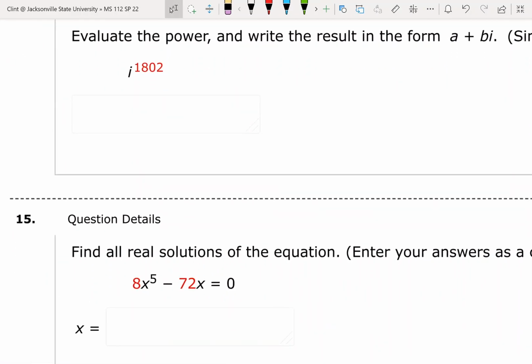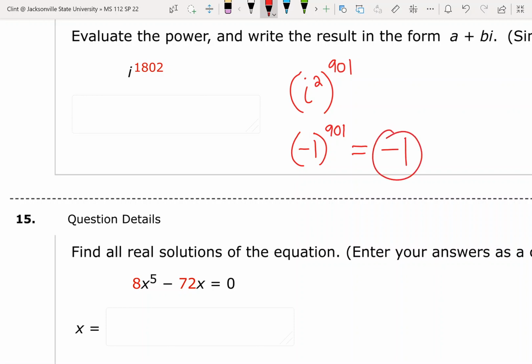Number 14, we want to simplify the power of i. Got i to the 1802 power. So on these, the way I do them, I break it down into powers of i squared. So if we take 1802, divide that by 2, we'll get 901. I know i squared is negative 1. And if we raise negative 1 to an odd power, is it going to be positive 1 or negative 1? Negative 1. Yeah, odd powers you get negative, even powers you get positive. So negative 1.